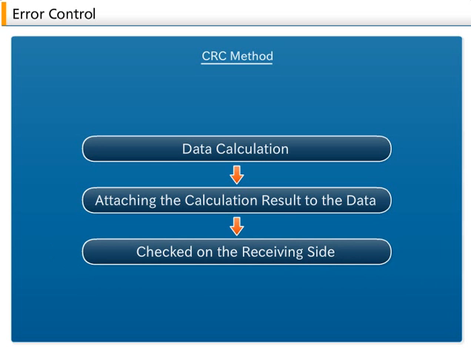High-level data link control procedures, HDLC procedures, use this method to detect errors. The CCITT, now the ITU-T, recommendation V.41's x to the power of 16 plus x to the power of 12 plus x to the power of 5 plus 1 is used as the generating polynomial in this procedure, and a 16-bit CRC code is attached.